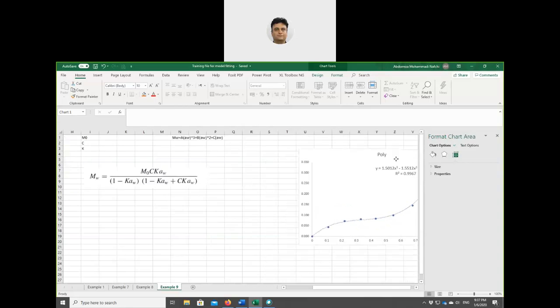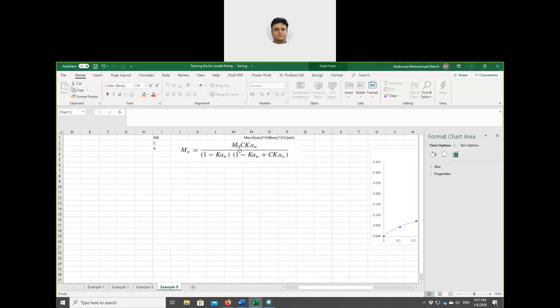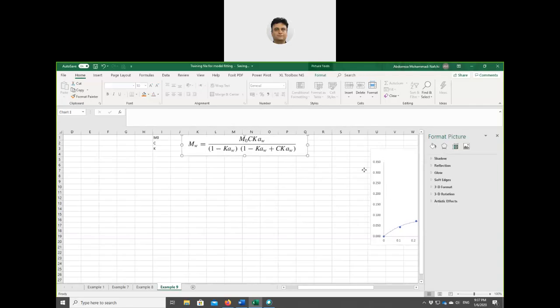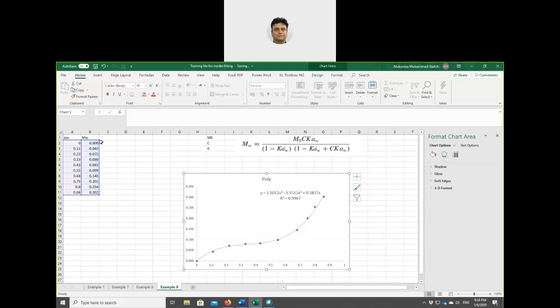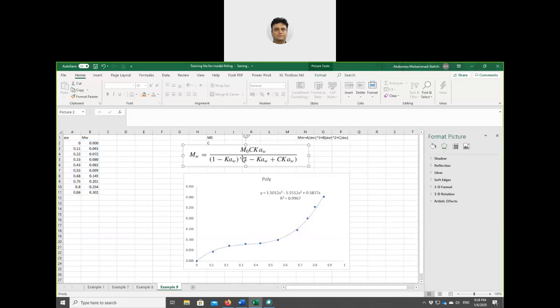Another model is the GAB model. Okay, we have this model. MW is equal to this expression of constants and AW. I'm looking to find M0, C, and K based on our data. We have AW and MW, and based on these two, I'm looking for M0, C, and K.